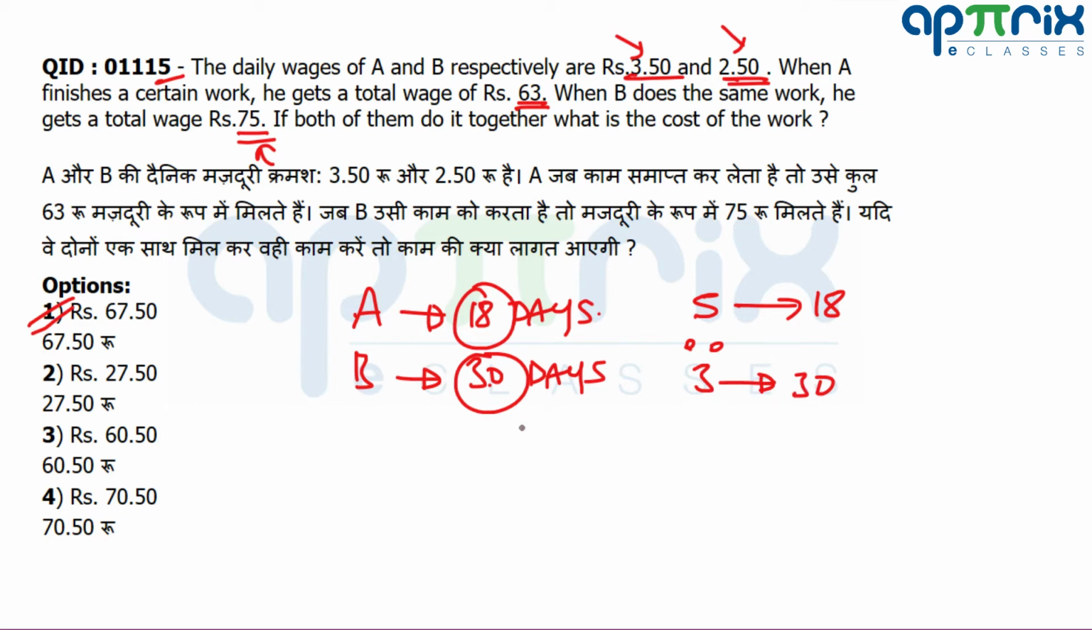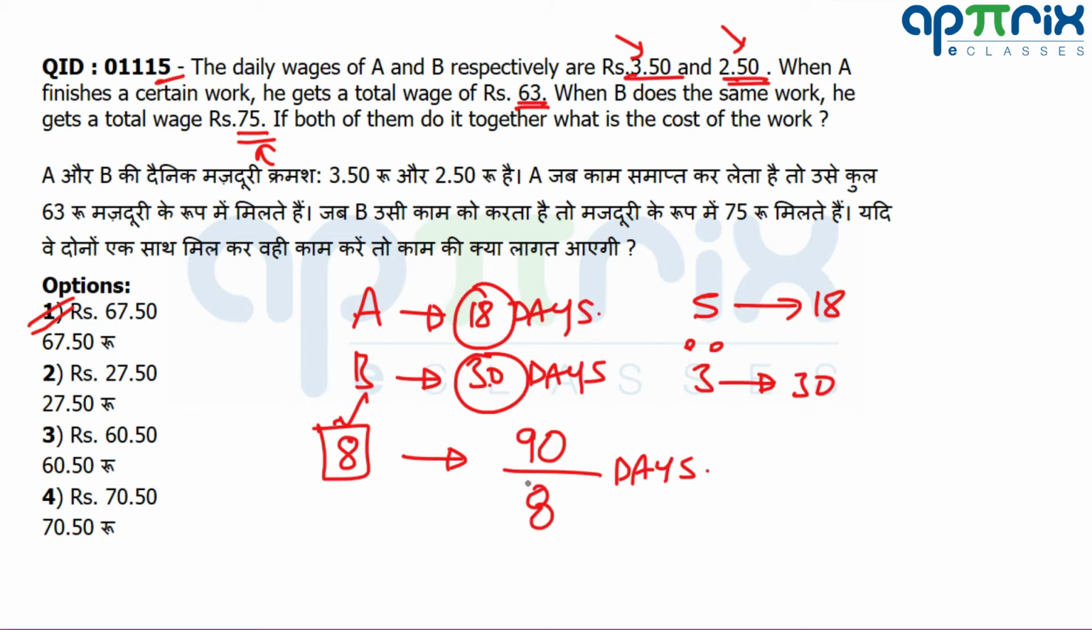Now if they are going to work together, we know that the efficiency will become 8 and the total work to be done is 90. So how much time would be required? That's what I need to understand. That would be 90 by 8 days. That's so simple to identify. 90 by 8 will be required, because with an efficiency of 8, to complete 90 units of work it will take 90 by 8 days.